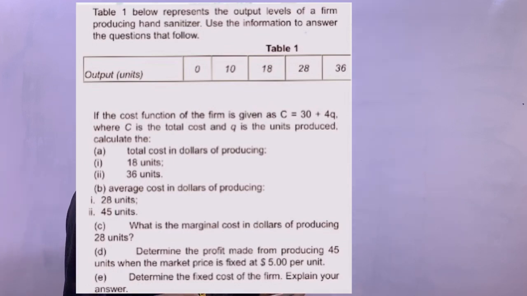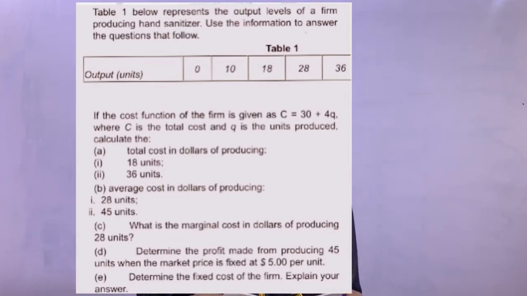Then we're told the cost function of the firm is given as C equals 30 plus 4Q, where C is the total cost and Q is the units produced. Calculate A, total cost in dollars of producing (i) 18 units, (ii) 36 units. Then B part of the question, average cost in dollars of producing (i) 28 units, (ii) 45 units.